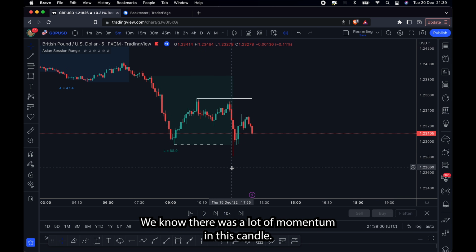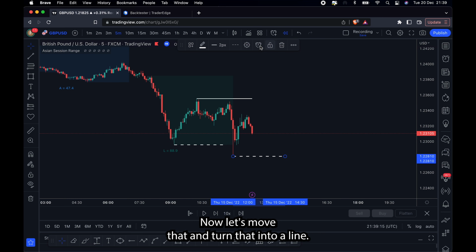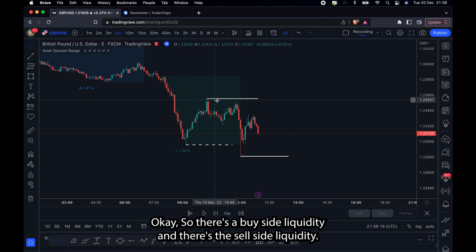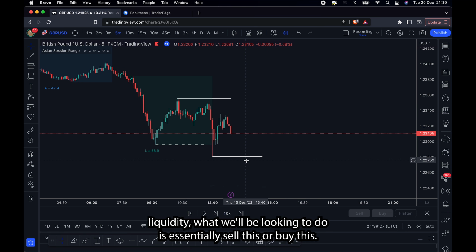We know there was a lot of momentum in this candle. So this sell side liquidity is something we need to keep an eye on. Now let's move that and turn that into a line. Okay, so there's the buy side liquidity and there's the sell side liquidity. So now that we know that we have the buy side liquidity and the sell side liquidity, what we'll be looking to do is essentially sell this or buy this.